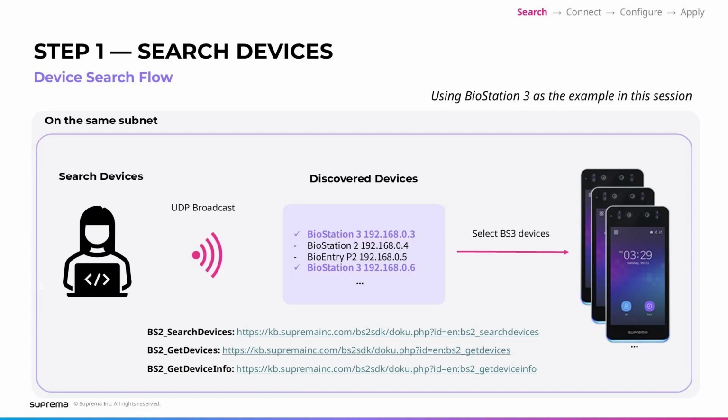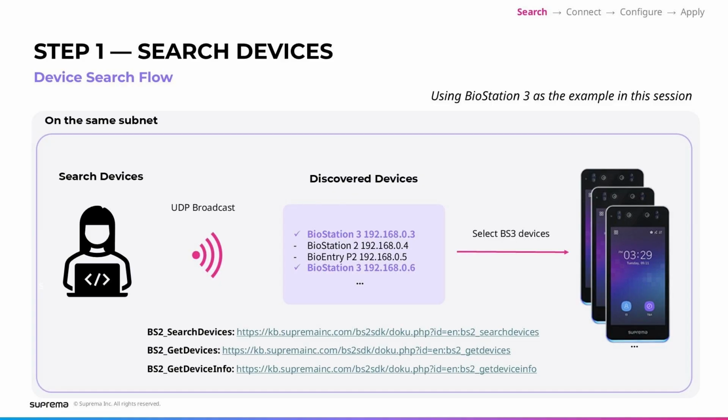First, I'd like to walk you through the device search flow. In this step, the SDK discovers available devices on the same subnet using UDP broadcast, and then we select the target devices for this session. The SDK sends a UDP broadcast to the subnet, which allows us to discover devices even when their IP addresses are not known in advance.